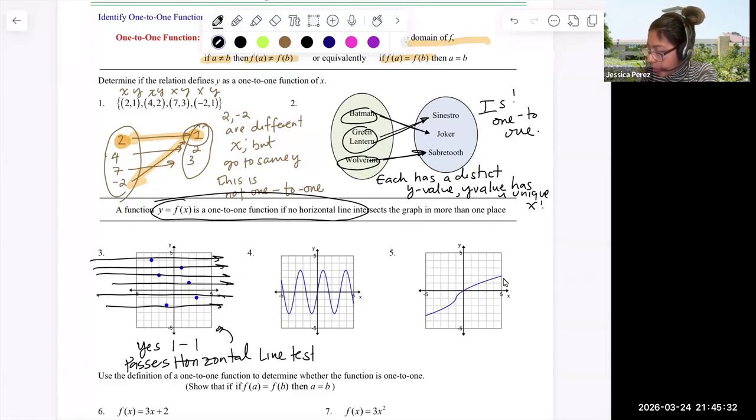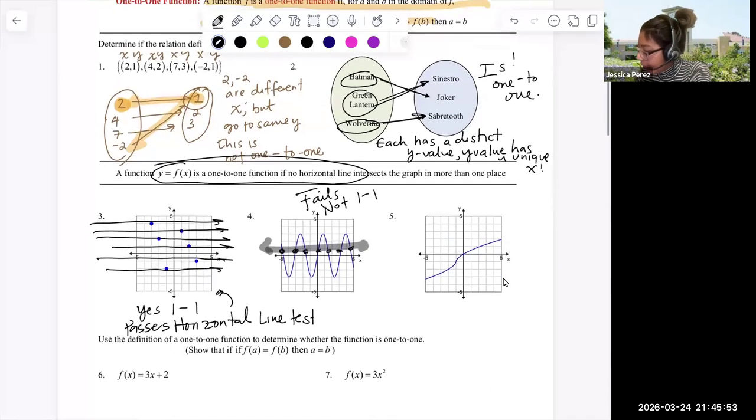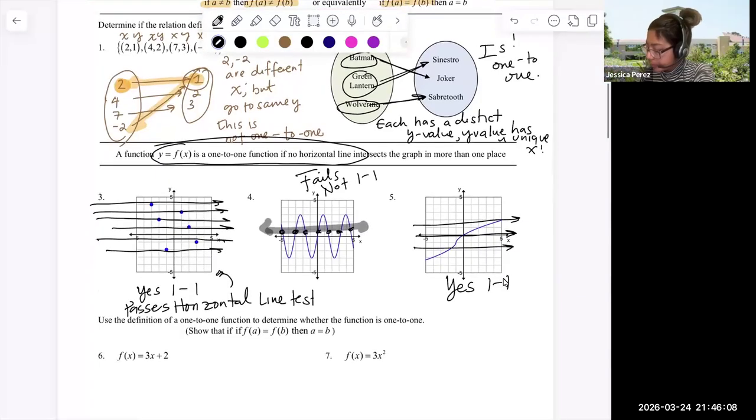Now, that's for number 3. Number 4, if I do this horizontal line test, it crosses it once, twice, 3 times, 4 times, 5, 6, and 7. This fails, and it's not one-to-one. It does not pass the horizontal line test. And then here, again, one time, one time, one time. This is yes, one-to-one, because if it passes the horizontal line test, it will only touch one time.